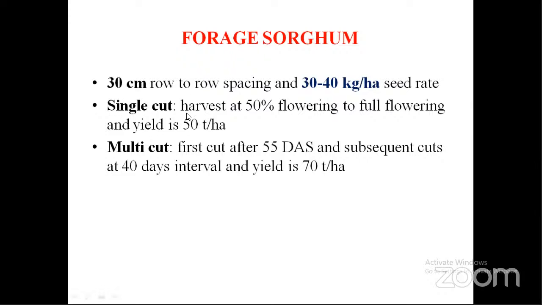Two types are there. First one is single cut fodder sorghum, which can give yield only one time. Multi cut can give yield multiple times, just like a ratoon crop. Single cut should be harvested at 50% flowering to full flowering stage, and yield is 50 tons per hectare. Multi cut, the first harvest should be done at 55 days after sowing. After that, subsequent cuts should be done at 40 days interval, and the yield will be 70 tons per hectare. The scientists have developed many single cut and multi cut varieties and hybrids.